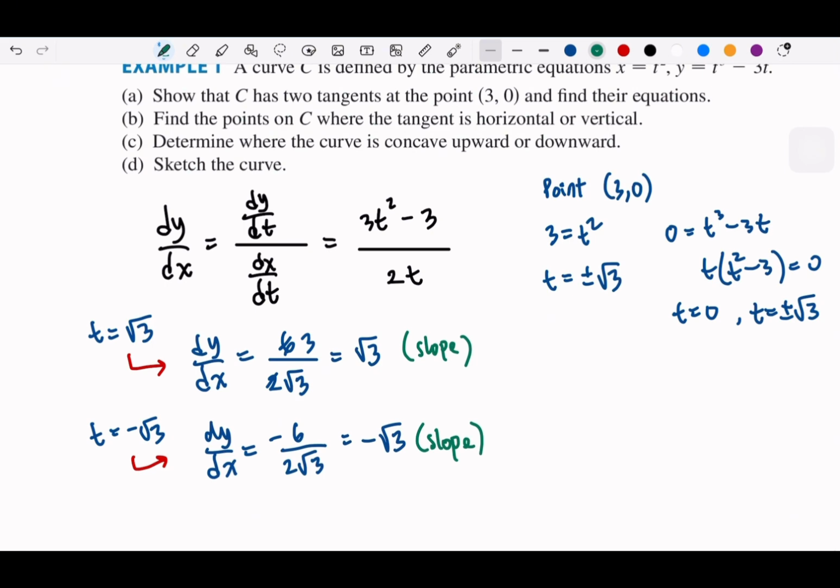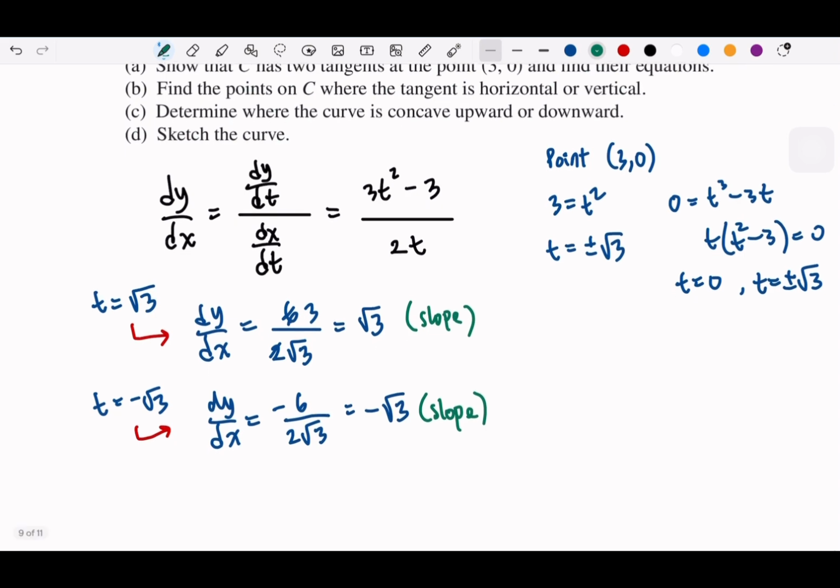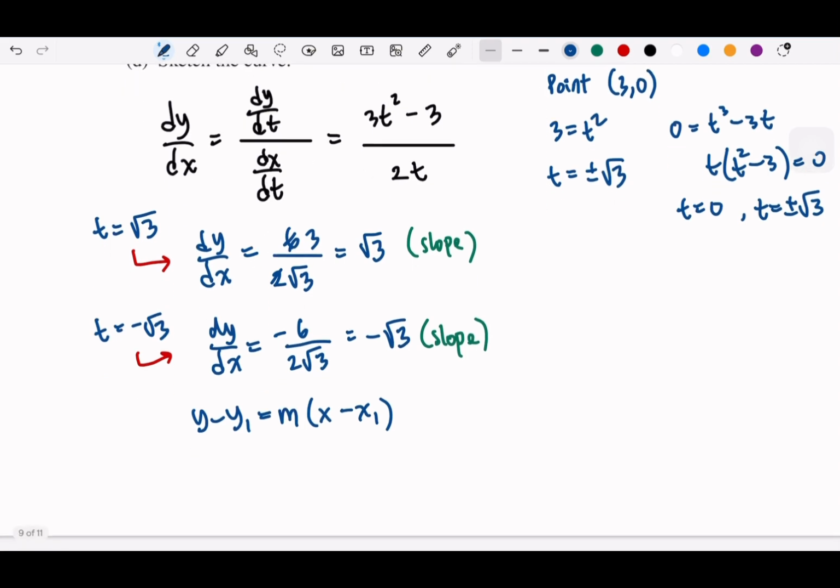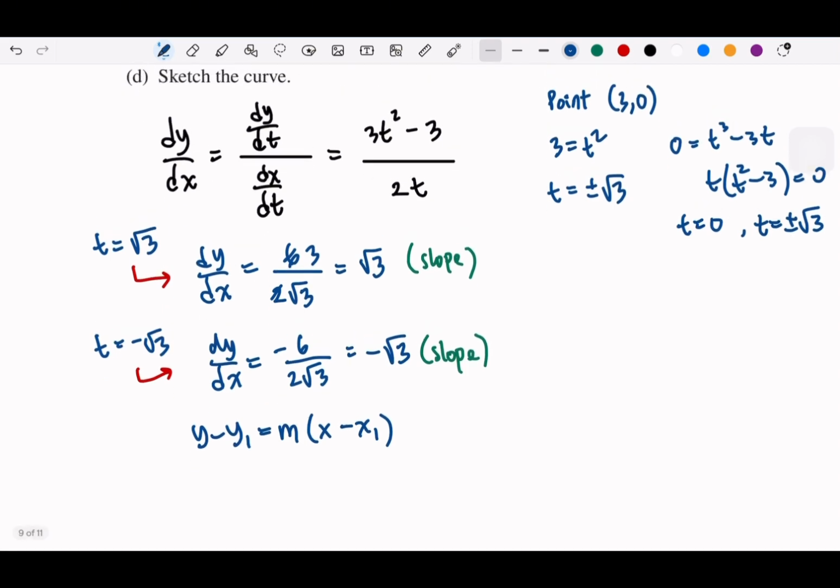We need to find the equation. So we need to put all this slope into our linear equations. So we put everything. So first is this: y equals square root of 3 times (x minus 3).